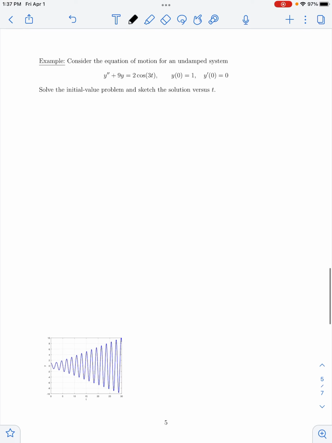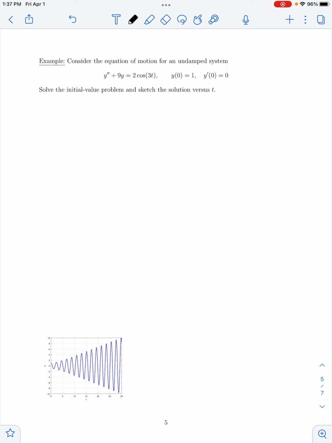So let's look at another example. Here we are asked to consider the equation of motion for an undamped system given by y double prime plus 9y is 2 cosine of 3t, where our initial displacement and initial velocity are given. So we're asked to solve that initial value problem and sketch our solution versus time.